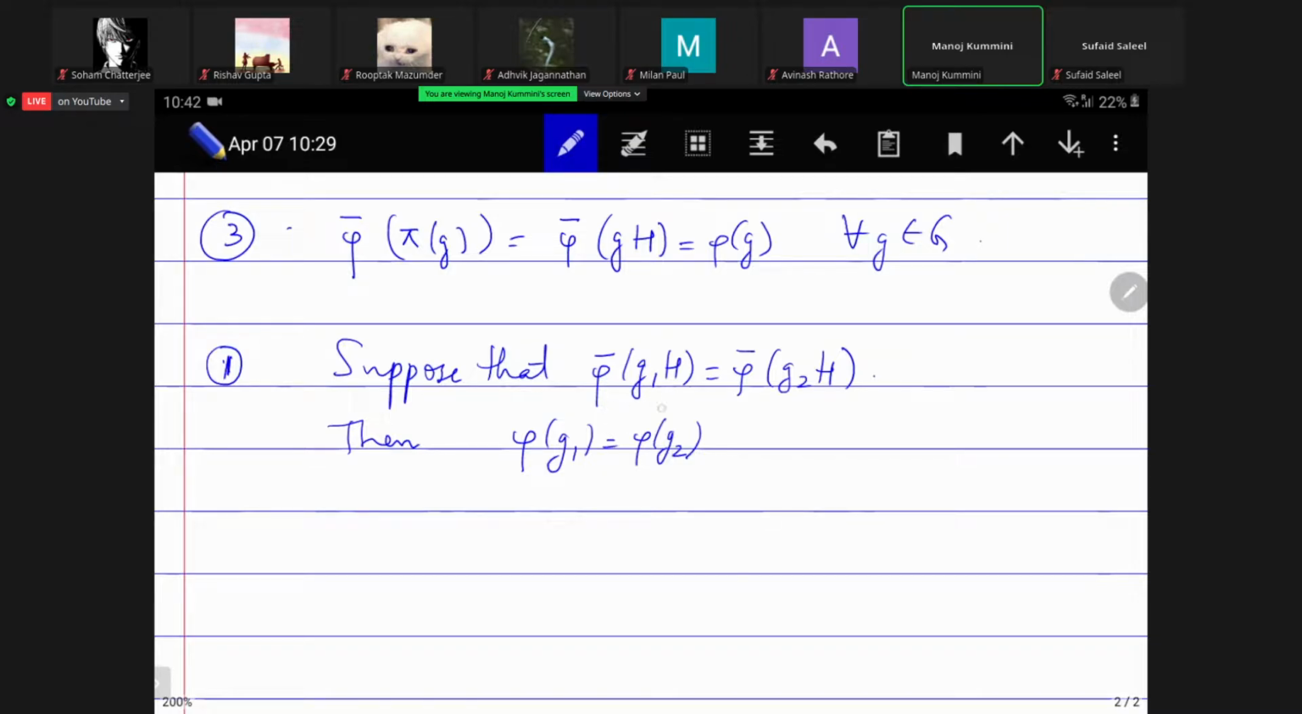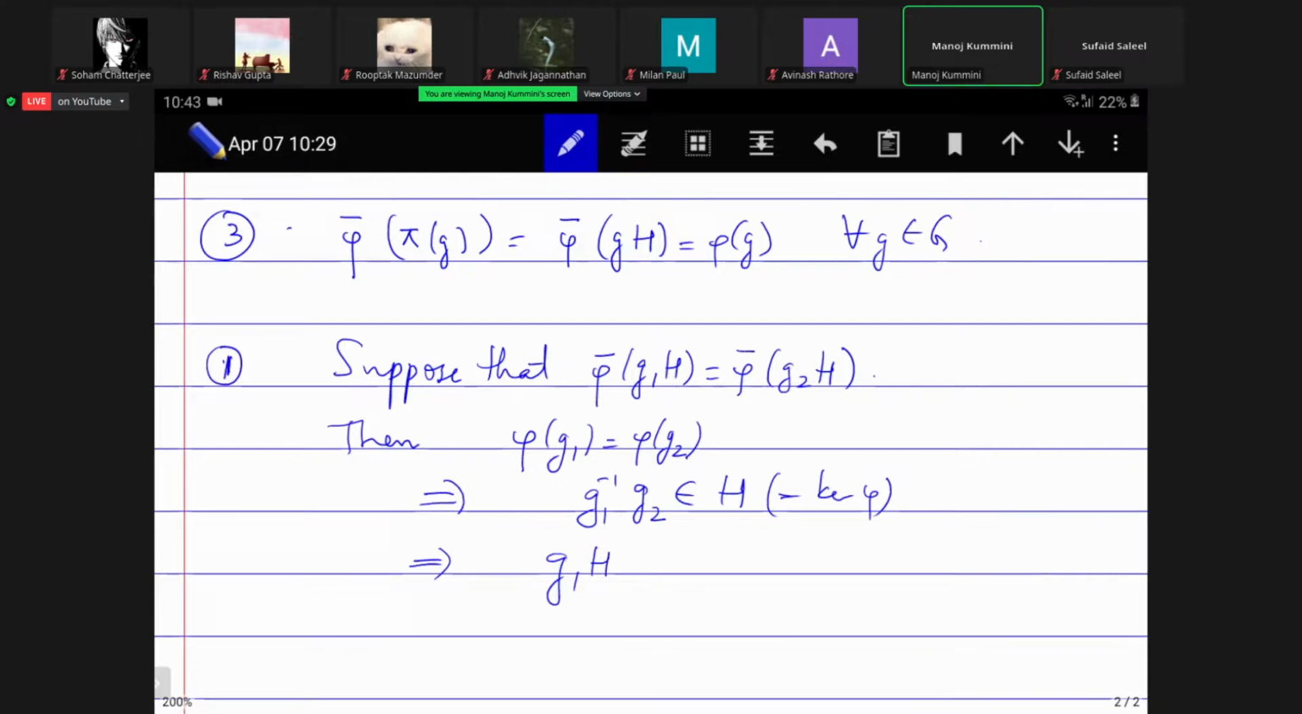because phi bar of gH is phi of g. But what does this say? This says that g1 inverse g2 is inside H, which is the kernel. Right. Which means that g1. Are we using that phi is a homomorphism here? Phi is a homomorphism. Oh, okay, yes. We have to use that phi is a homomorphism. Of course, we cannot make these claims otherwise. So maybe I should have been more precise.